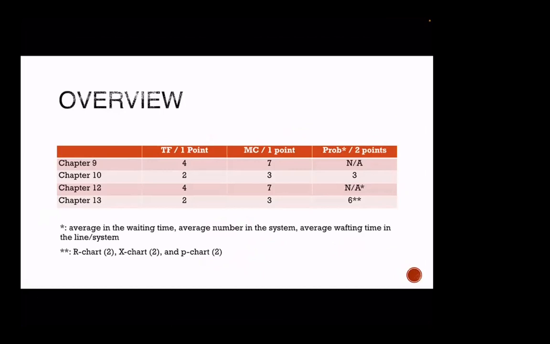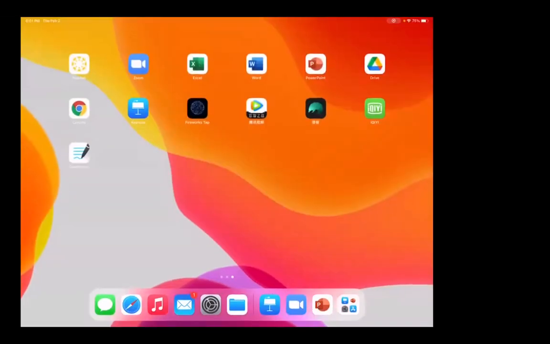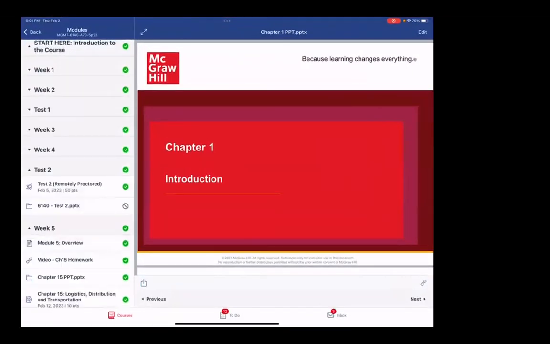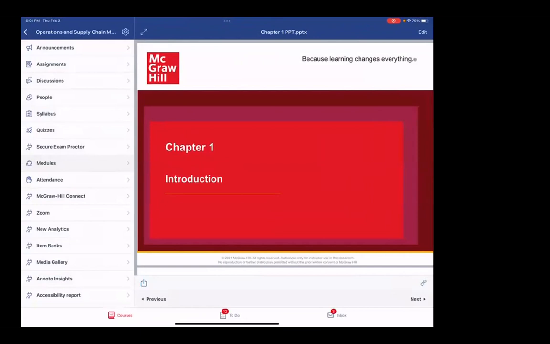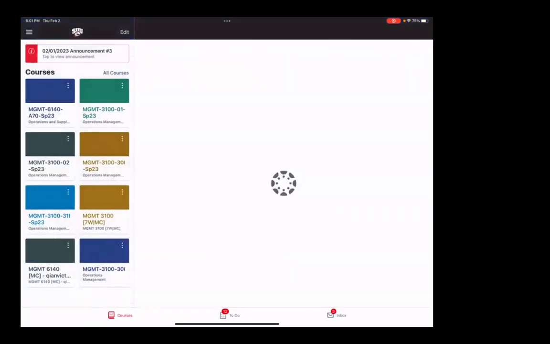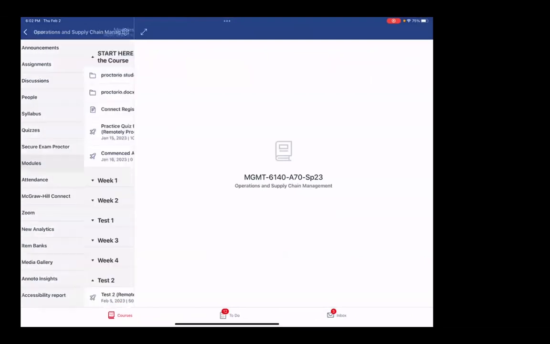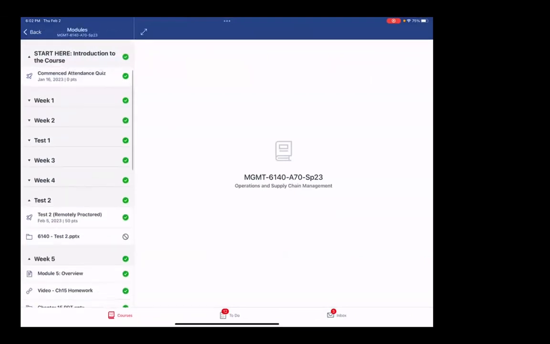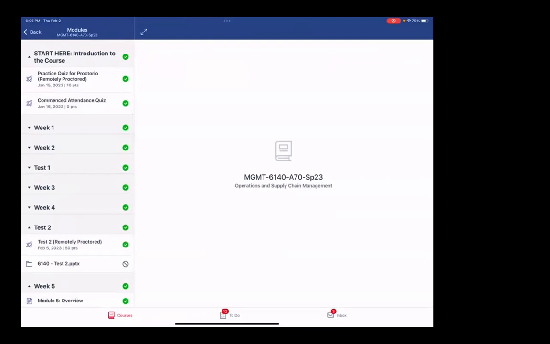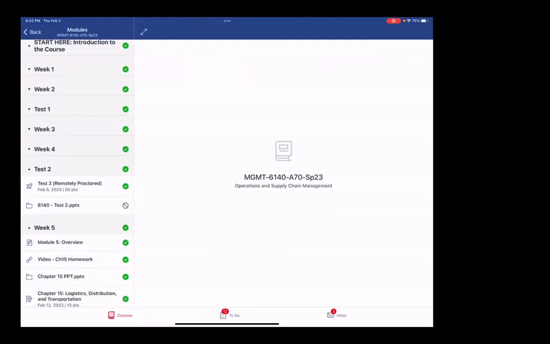That was my question, Professor. Where did you say it's going to be in Canvas? Oh, I can show you. If you open your Canvas and open the modules, you will see we have different modules, like week 1, week 2, test 1, and this will be under test 2. I will publish it right now, so you will be able to find that.